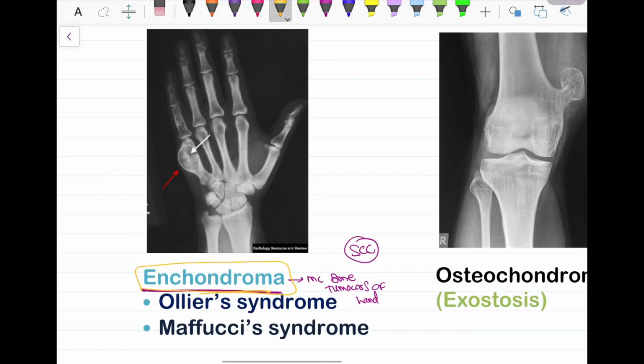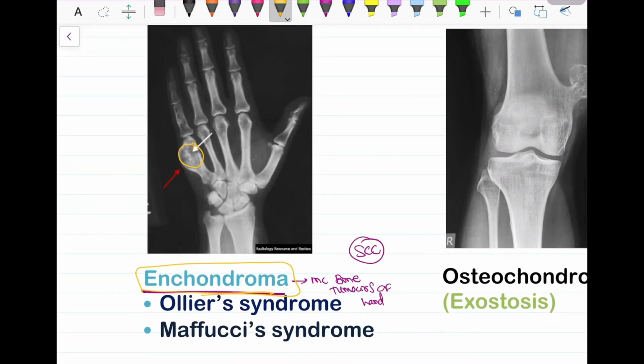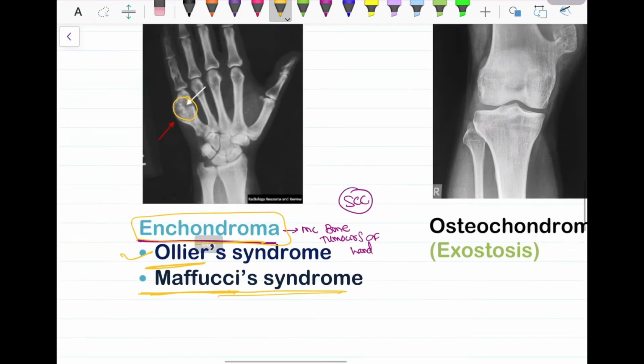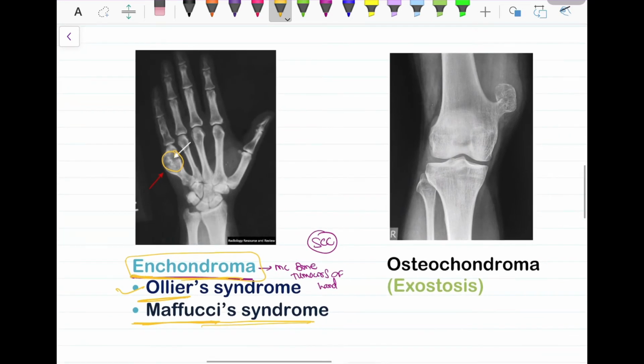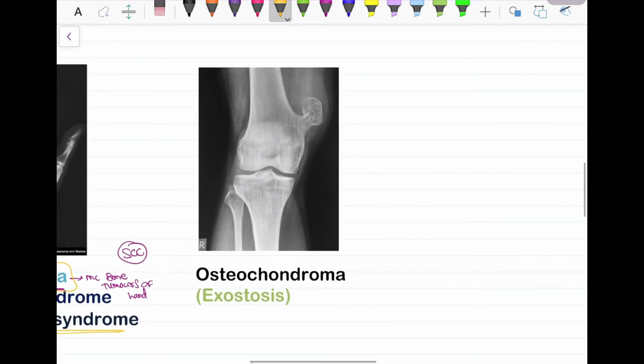When it is single, then it is called enchondroma, but when there are multiple enchondromas, it is called Ollier syndrome, and when this Ollier syndrome is associated with hemangioma, then it is called Maffucci's syndrome. So single bone tumor of the hand is enchondroma. When they are multiple, it is Ollier's syndrome, and when this Ollier syndrome is associated with hemangioma, then it is Maffucci's syndrome.